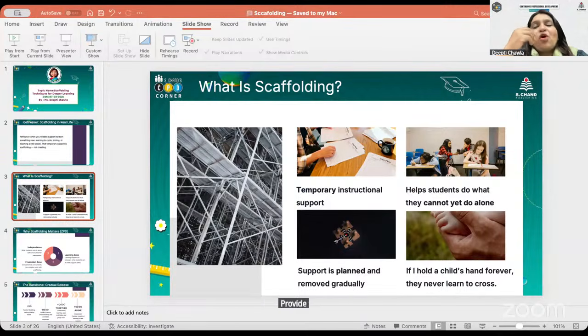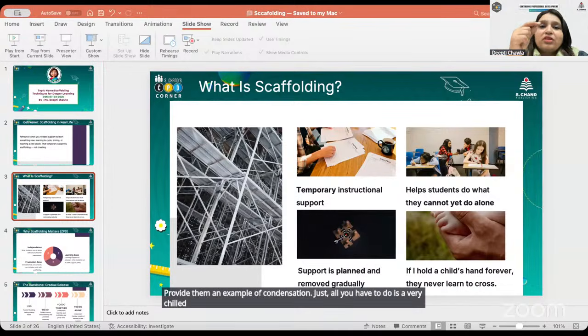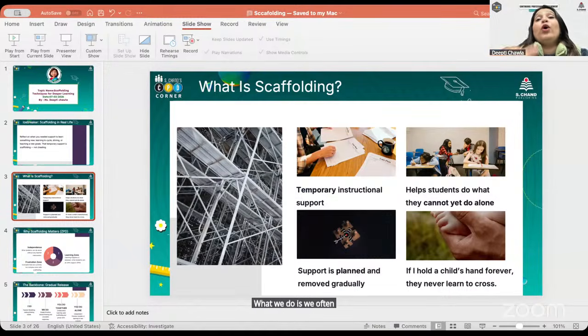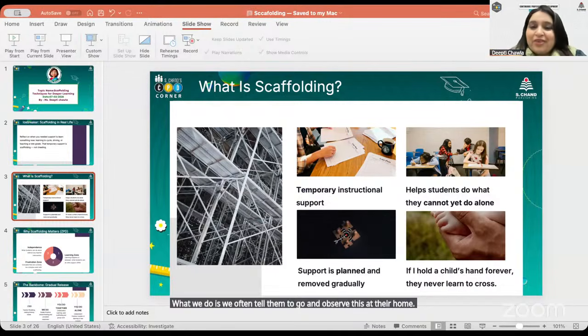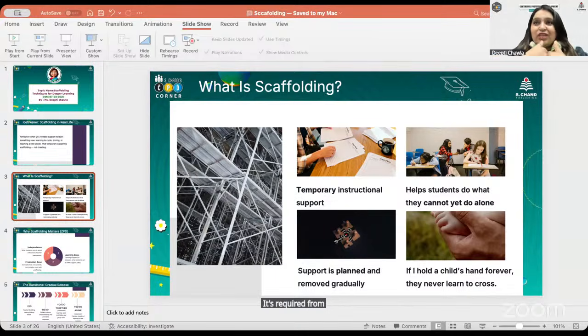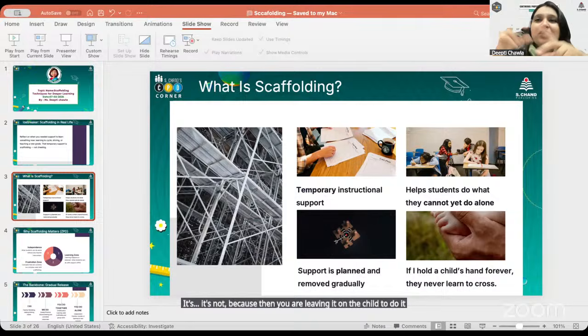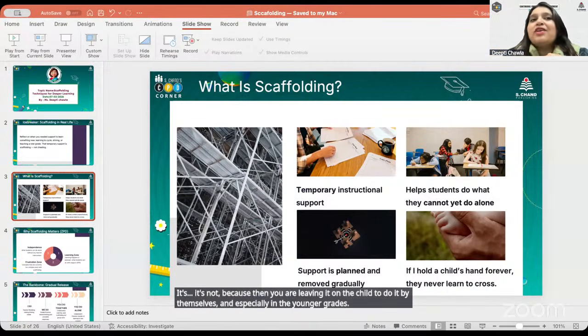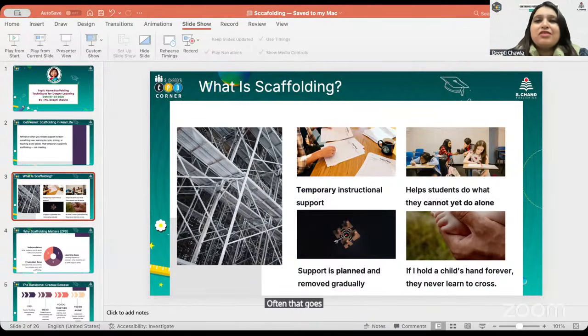Provide them an example of condensation. All you have to do is take a very chilled bottle, keep it in the classroom, and there are water droplets. What we do is we often tell them to go and observe this at their home. Half the time it doesn't happen, right? That scaffold is required from your end. We think that giving them instructions is sufficient. It's not, because then you are leaving it on the child to do it by themselves, and especially in the younger grades, often that doesn't really happen.